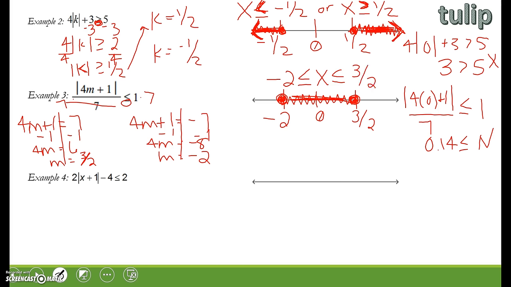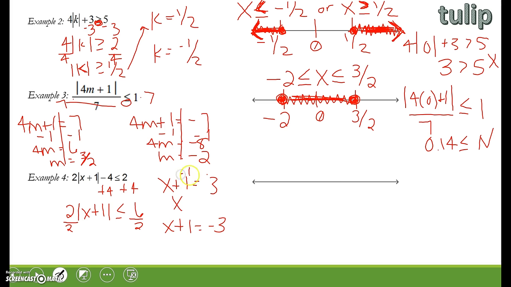All right, the last one. I'm going to first add the 4 over and divide by 2. So I have x plus 1 equaling 3, and I have x plus 1 equaling negative 3. I solve both of these by subtracting 1 on both sides. I get 2, and I get negative 4. I put a closed dot again on them because of the line underneath.